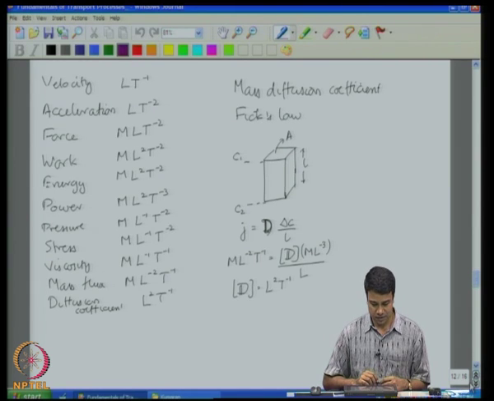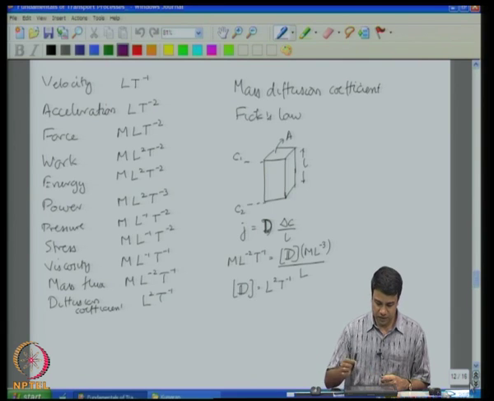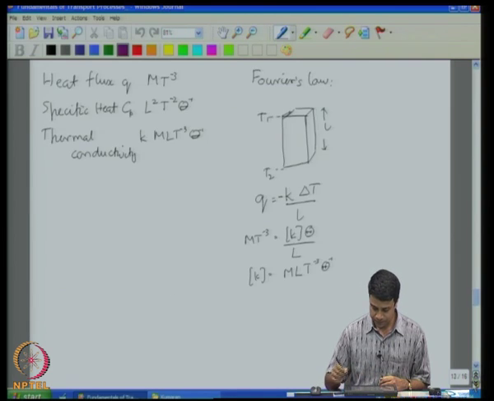The stress, the viscosity. Viscosity is given from Newton's law for stress. Stress is equal to viscosity times strain rate. So, viscosity has dimensions of stress times time. Okay. Mass flux, and from Fick's law for diffusion one can calculate the dimension of the diffusion coefficient. Dimension of diffusion coefficient is length square per unit time.